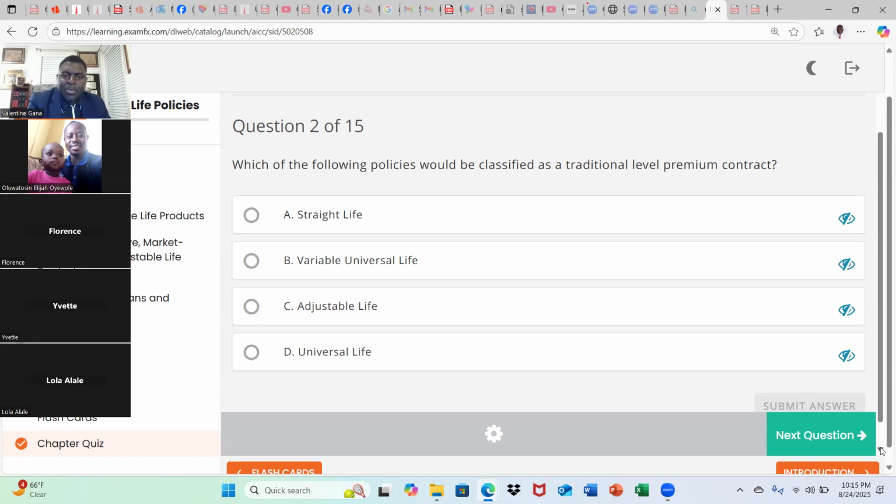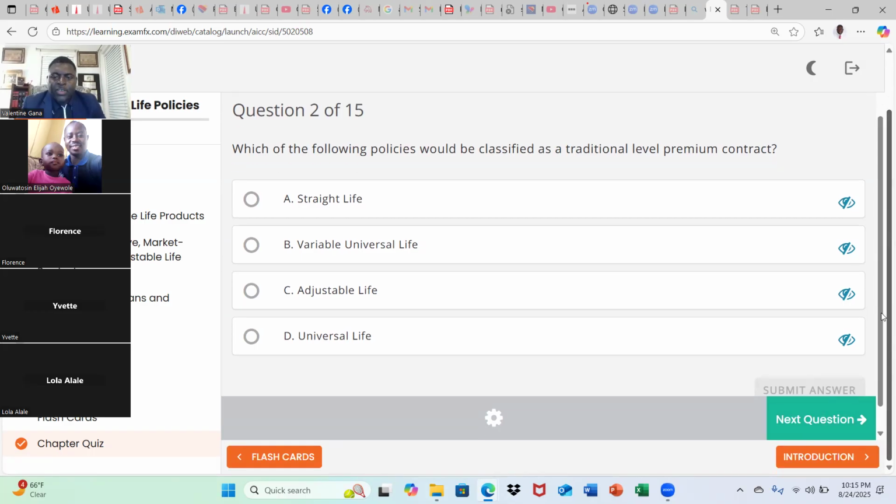Traditional level premium policy. It's an interesting question. Let's do elimination here. First of all, a universal life policy is a flexible premium policy. But here, they're talking about a level premium policy. Traditional level premium policy. Variable policy, I don't know if they'll call it a traditional level premium policy.